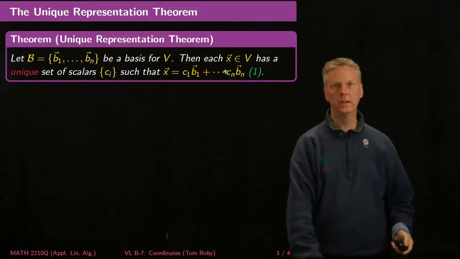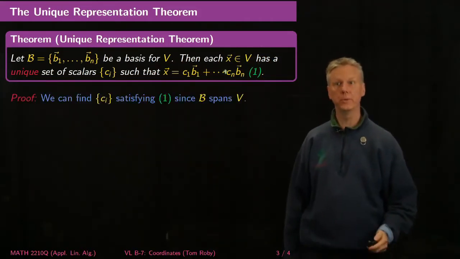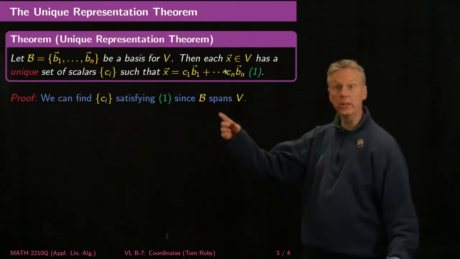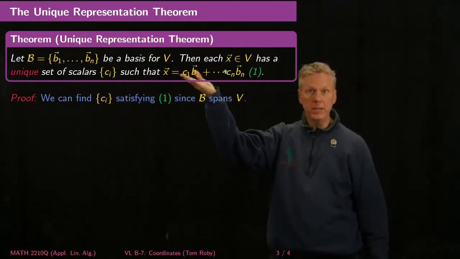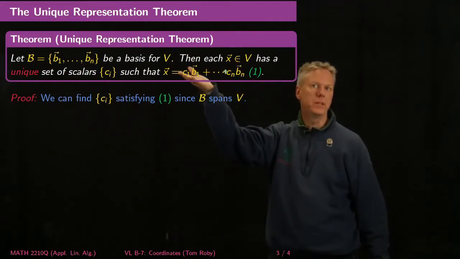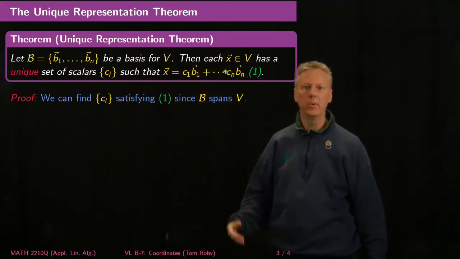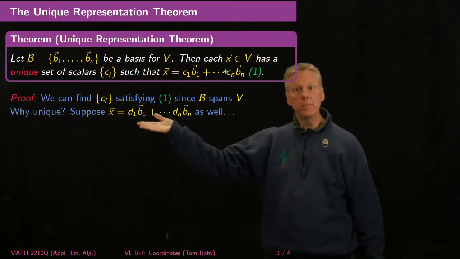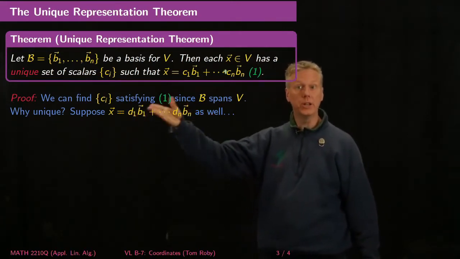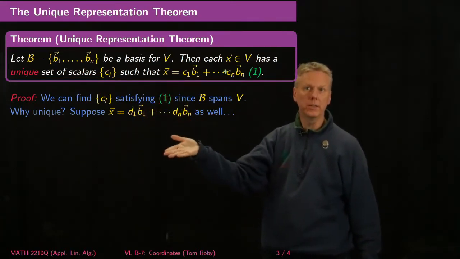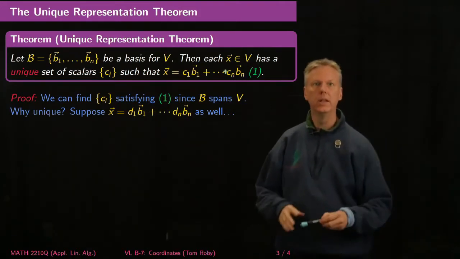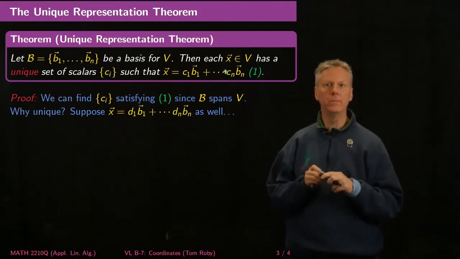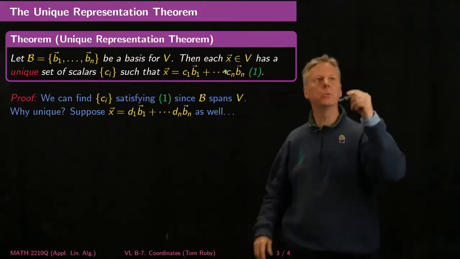So why should this be true? Well, we certainly know we can find c_i satisfying this because B spans V. That's just the definition of span. But why should it be unique? Well, let's suppose that we had a representation of x as d1 b1 plus dot dot dot plus dn bn as well. So we've got these two different representations, and now I claim that the c_i's and the d_i's have to be equal. So why is that?